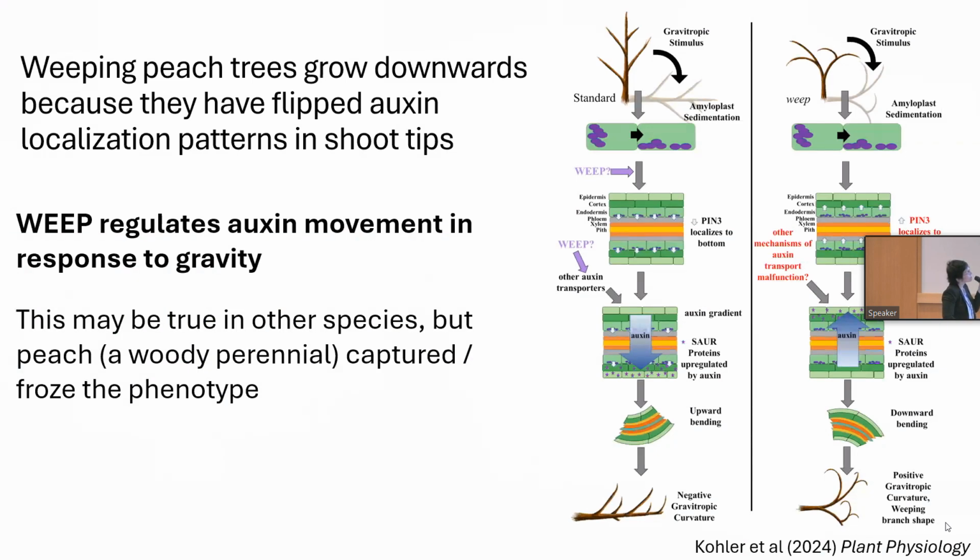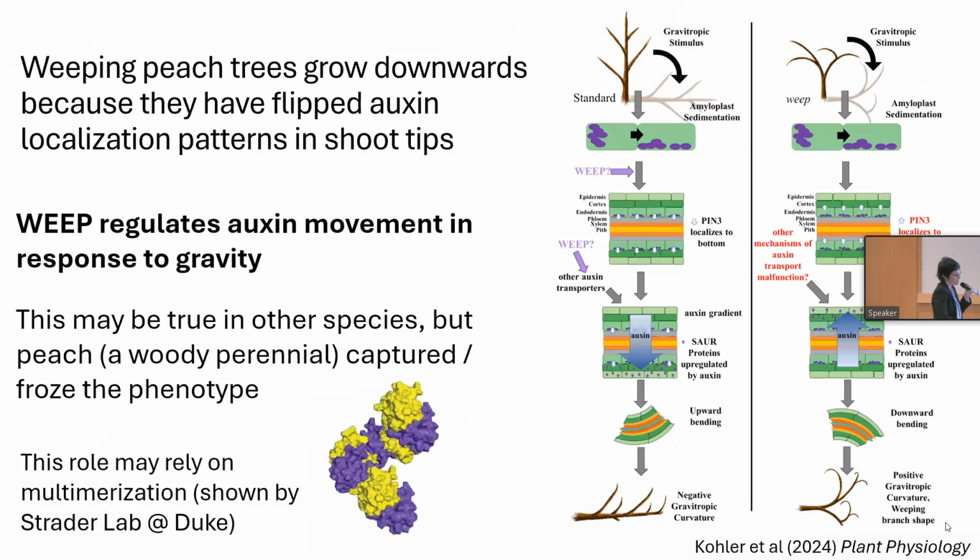This may be true in other species. Weep is expressed in shoots in Arabidopsis, but maybe isn't easily detectable or there's redundancy or different interacting partners because of the mutation. And this role may also rely on multimerization or oligomerization of weep through the SAM domain, which Lucia Strader and her graduate student, Jeffrey, helped us figure out. So the weep protein actually forms multimers of 7 or 8 proteins.